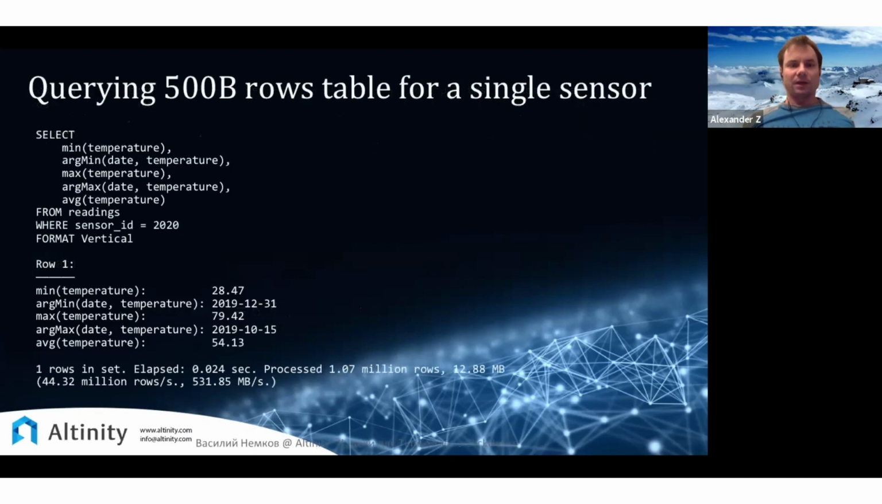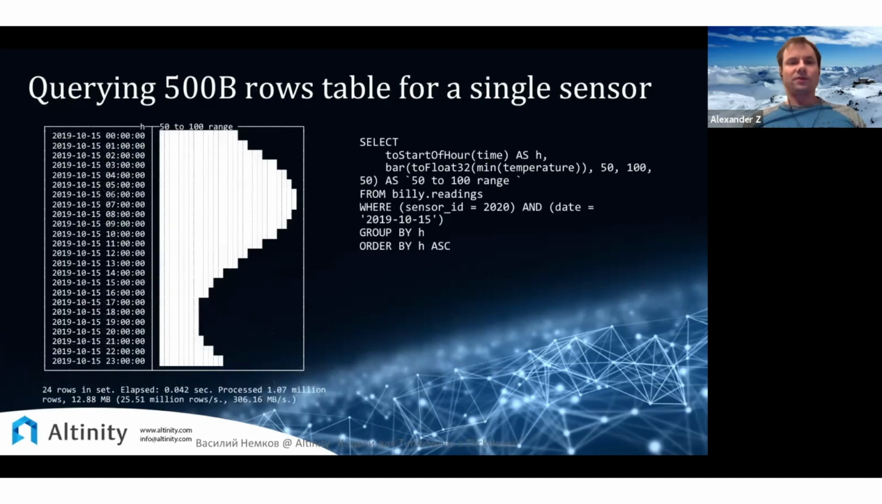What's next? Next, we can try to query the data. And surprisingly, if you query for a single sensor, then it's very fast. It's only 24 milliseconds to get some data for the sensor. We want to visualize it. I didn't have time to plug Grafana into that, but ClickHouse has an internal visualization tool, which is called the bar function, which can remind you of the old DOS times. And we can use it in order to visualize the distribution for one particular day. So we have the data, we can query it.